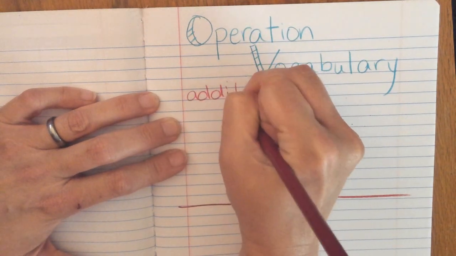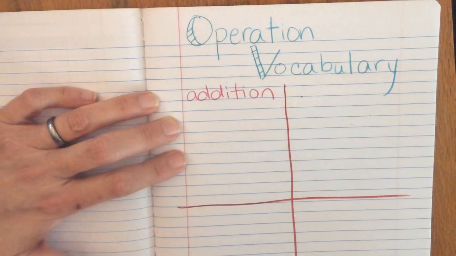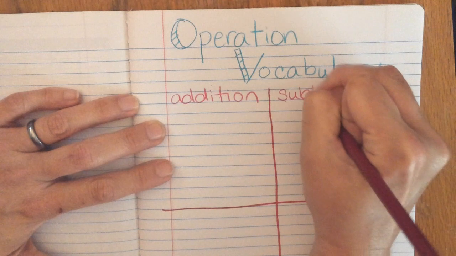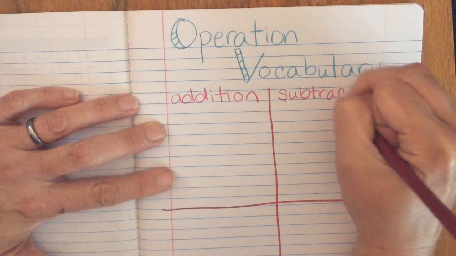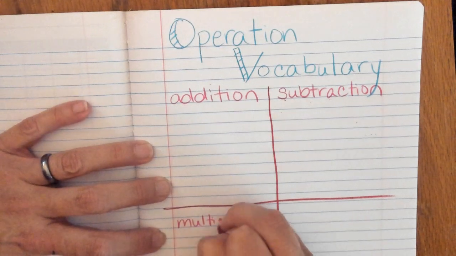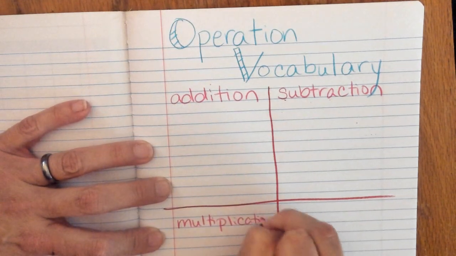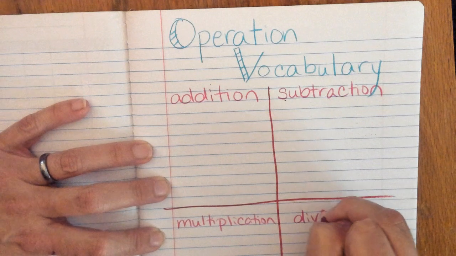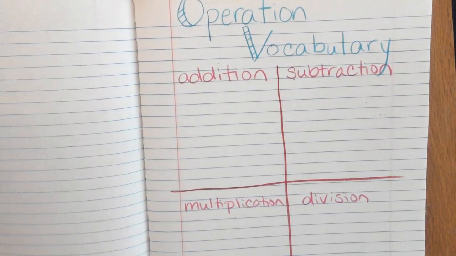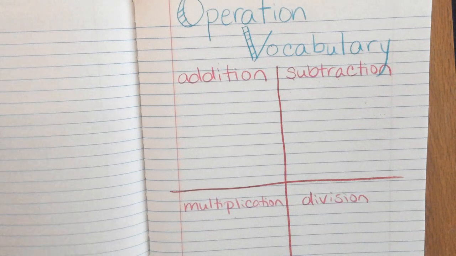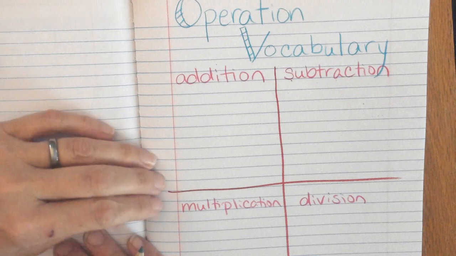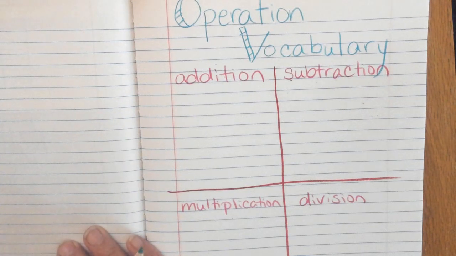Okay. And the next one, now I think you know what I'm talking about, subtraction, multiplication, and division. Okay, so those are the 4 operations in math, and the vocabulary that we use with them has to do with what we call the numbers that are being added, subtracted, multiplied, or divided.